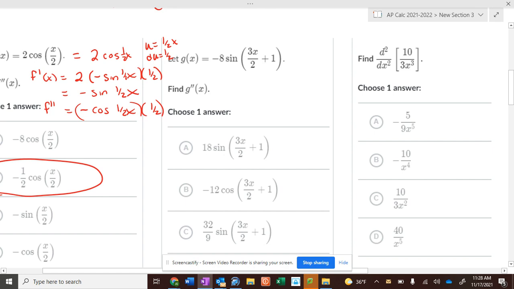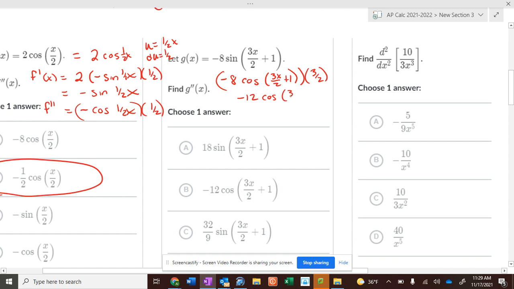Okay. So what's the first derivative of sine? Cosine. So this is negative 8 cosine of 3x over 2 plus 1 times the first derivative of the inside of that, which is 3 over 2. So then, before you try to take the second derivative, you need to simplify the first derivative. 3/2 of negative 8 is negative 12. Okay? Are we all right with that? That's the first derivative.